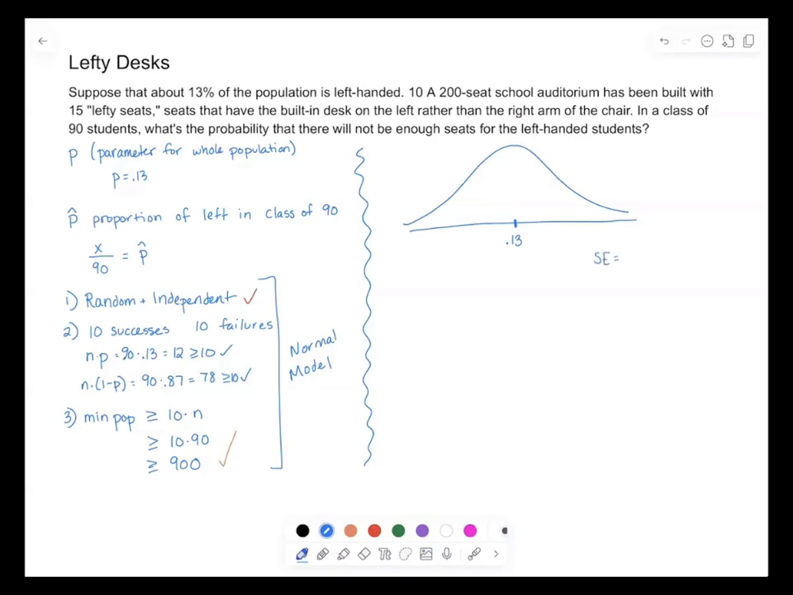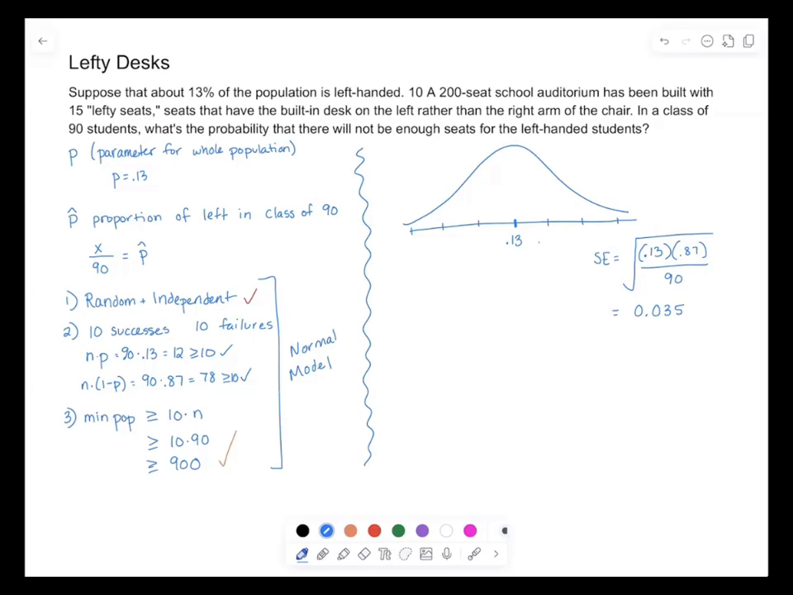So standard error here is going to be the square root of 0.13 times 1 minus 0.13, which is 0.87, divided by 90. And when I do that, I'm going to round a little bit just to make my life easier. You might want to keep more decimals, but I'm going to call this 0.035. Okay, so when I make the rest of this curve, I'm going to go out 1, 2, 3 standard deviations in the positive direction, 1, 2, 3 standard deviations in the negative direction.